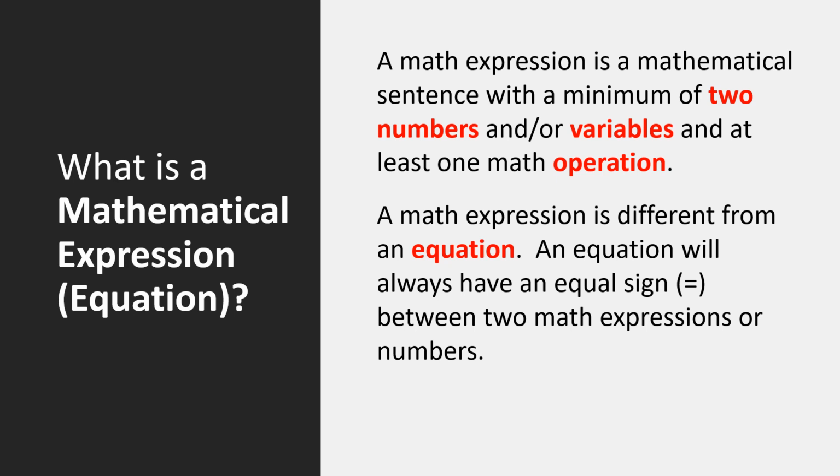A math expression is different from an equation. An equation will always have an equal sign, separating either two expressions or two numbers or a combination. An equation always has an equal sign. That is what separates an equation from an expression.